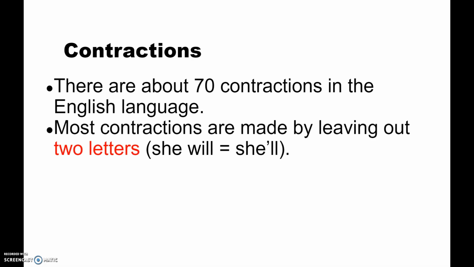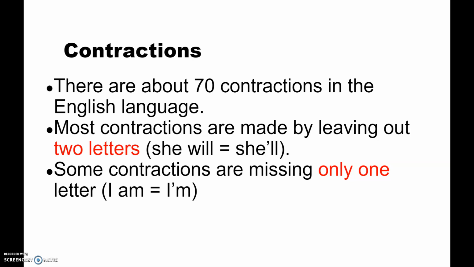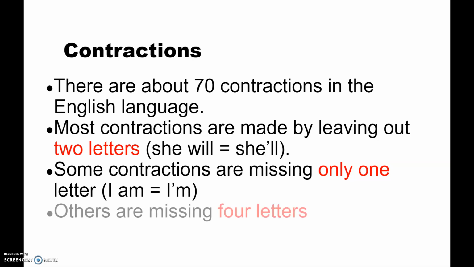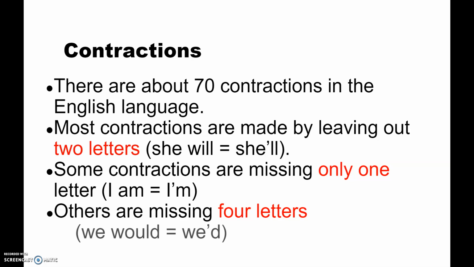In the English language, there are over 70 contractions. Most contractions are made by leaving out two letters. Like in the example here, she will becomes she'll, leaving out W-I. Some contractions are missing only one letter. I am shortens to I'm, leaving out one letter, the letter A. And finally, some are made by missing out four letters. We would is reduced to we'd.